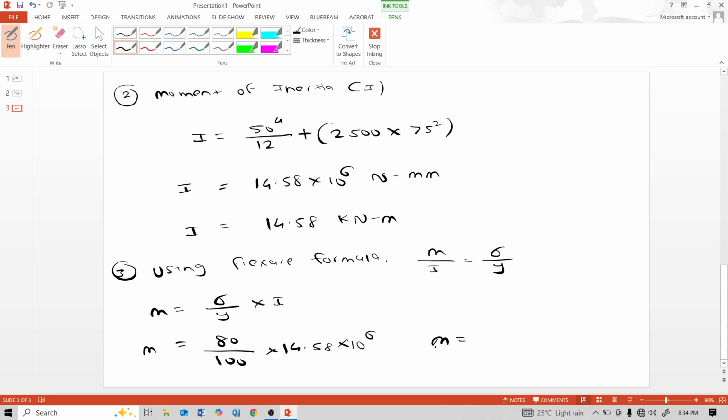So moment is equal to 80 multiplied by 14.58 into 10 raised to 6 divided by 100, which is 11.66 into 10 raised to 6 Newton mm. And this moment is 11.66 kilonewton meter.